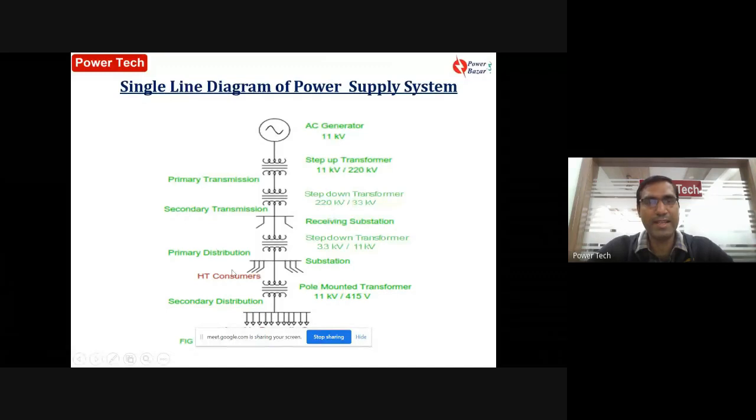This is a line diagram of the same thing which I showed in the previous slide. AC generation at 11 kV, stepped up from 11 kV to 220 kV, a higher voltage. Then it is transmitted over long distance. Then it is stepped down to a lower voltage from 220 kV to 33 kV. Here you can have the 33 kV primary distributors. Then we go for 33 kV to 11 kV step down, and then we can see the HT consumers. They are all 11 kV consumers, and then finally the secondary distribution to the LT distributors, that is at 415 volt.